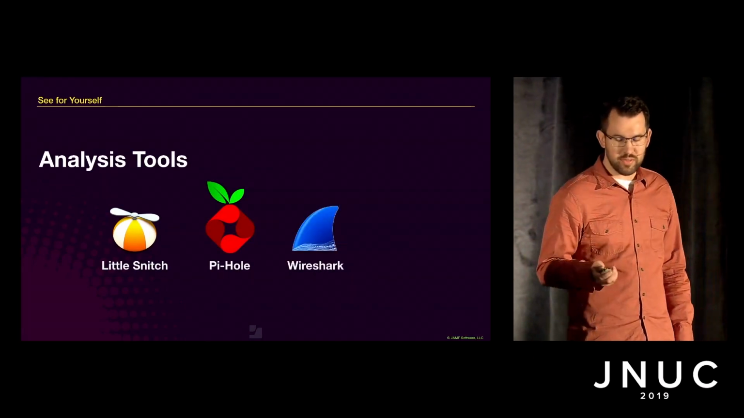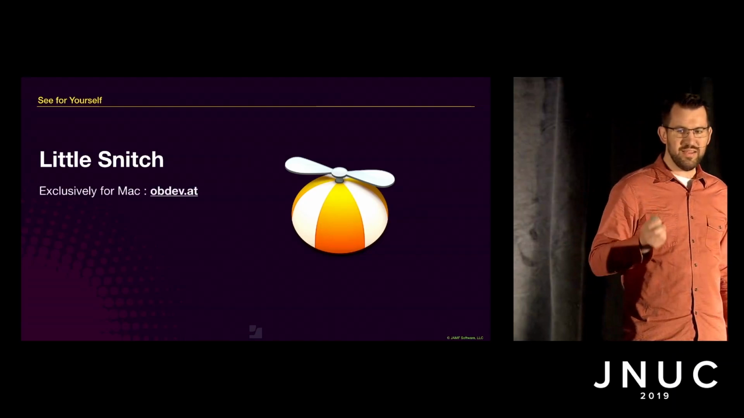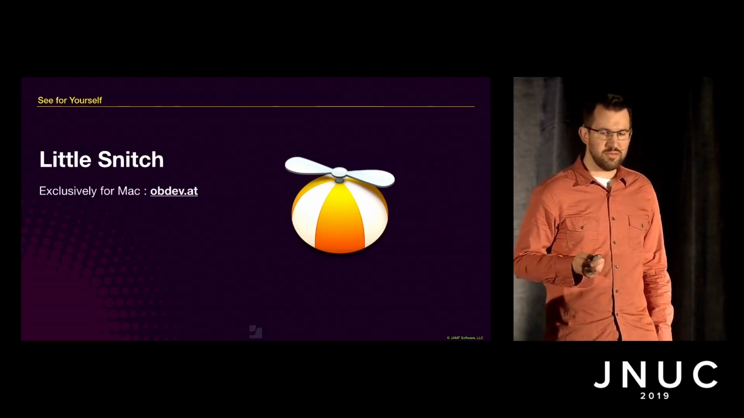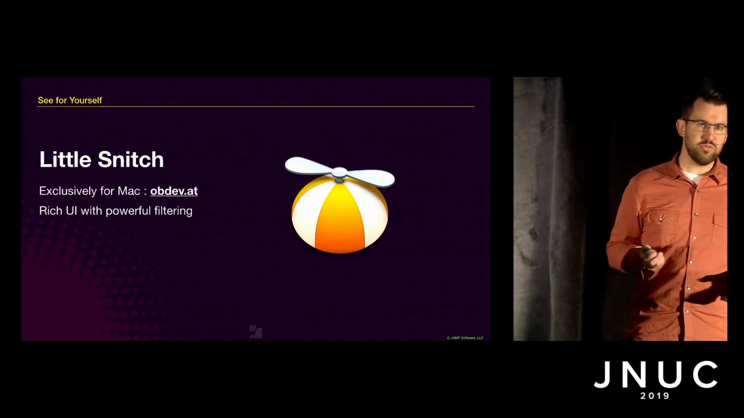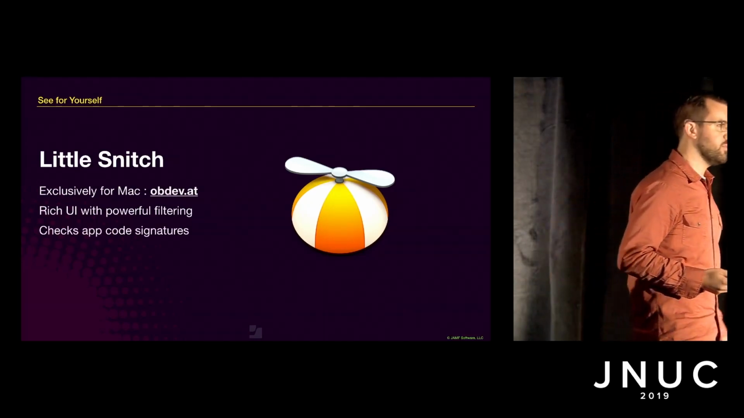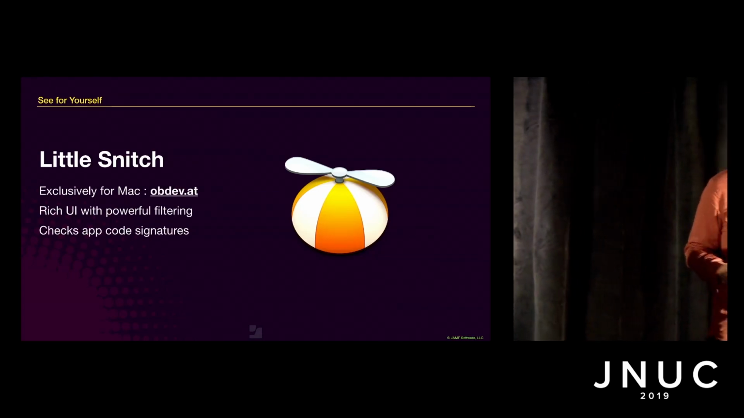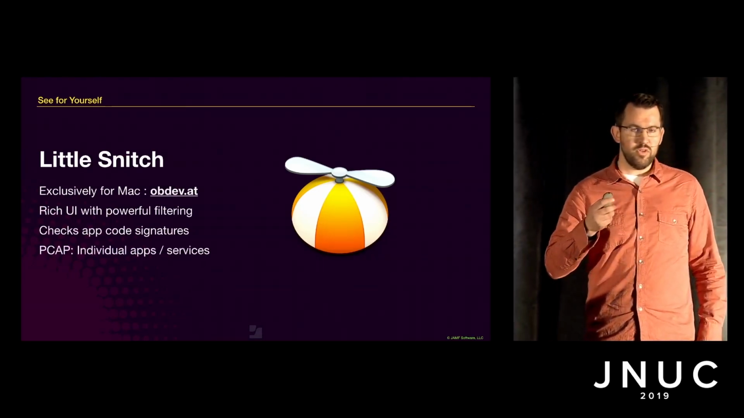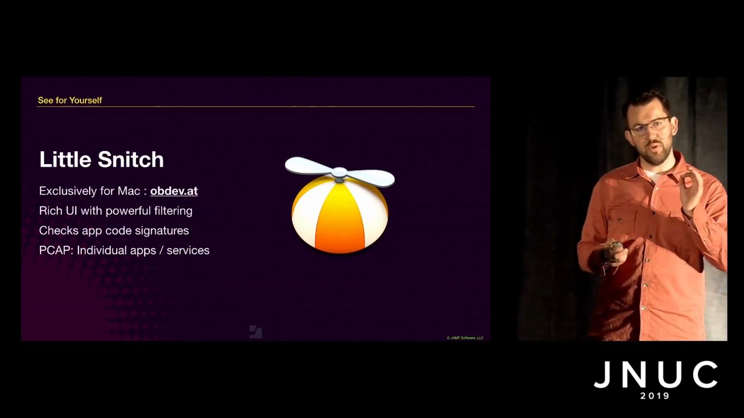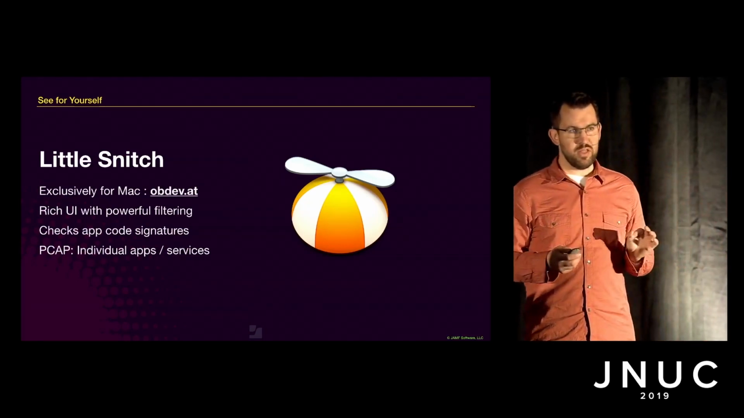So let's talk about the first one. Little Snitch is a Mac native software produced by Objective Development. It has a beautiful user interface with lots of filters. It checks for application co-signatures at runtime for those things that are requesting network access. And you can also do packet capture with Little Snitch, and you can also filter it down to the individual app or service that you want to monitor.